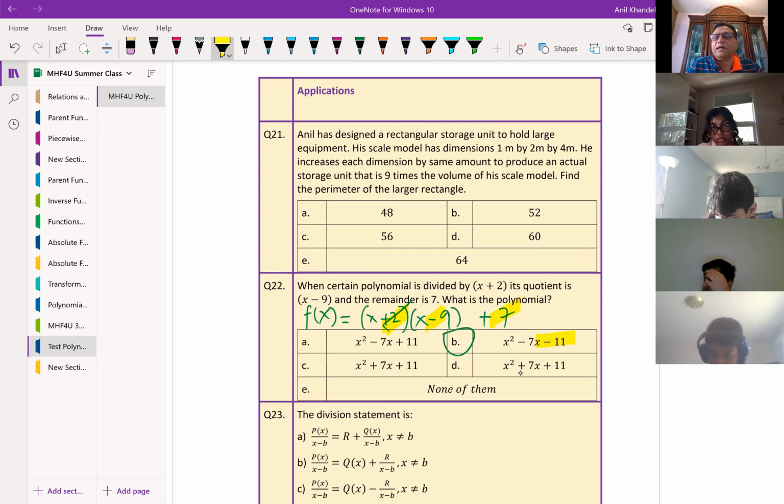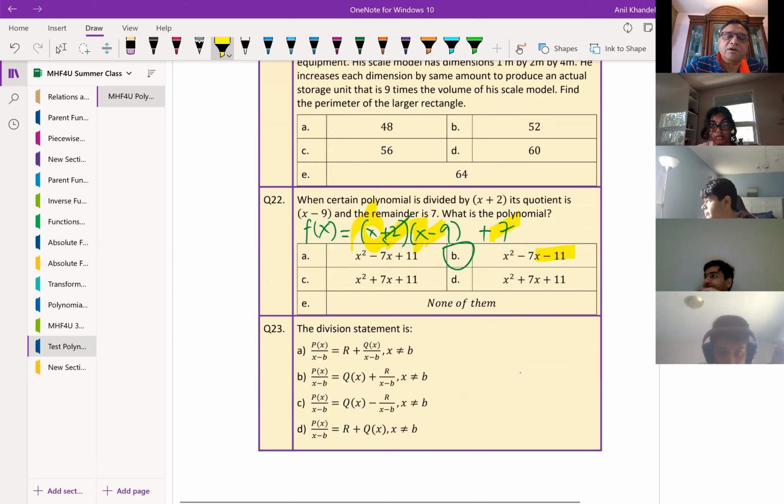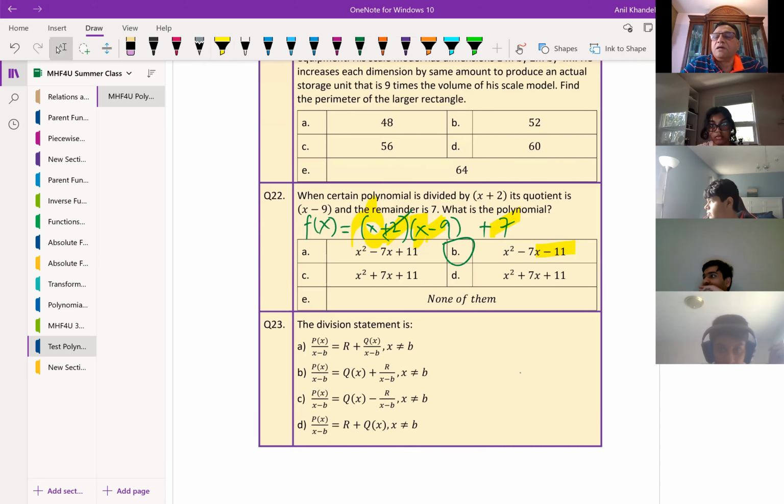Well, there could be two negatives. In that case, the first term is x squared, right? That is common. Then you have to find the middle term. You should be good at the distributive property to answer this question. Very good. Okay. Vishruta, can you please answer question number 23?